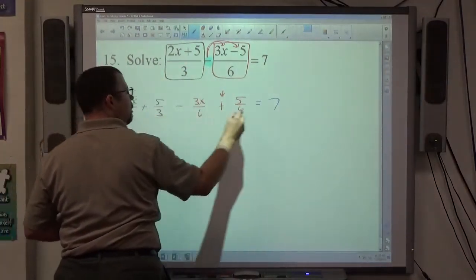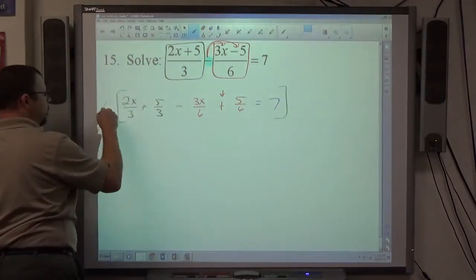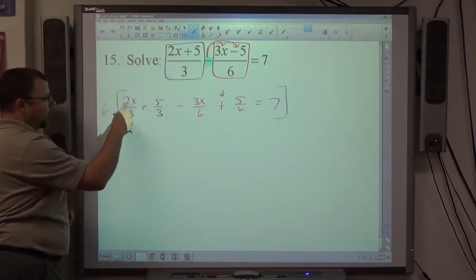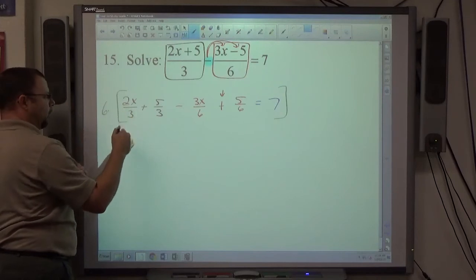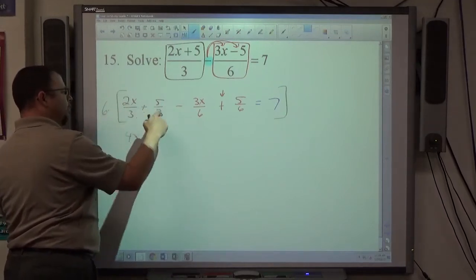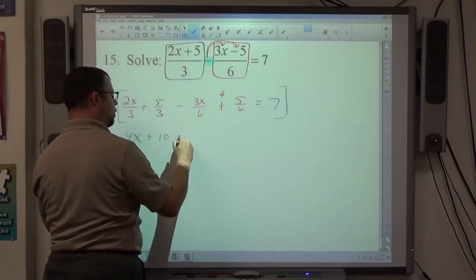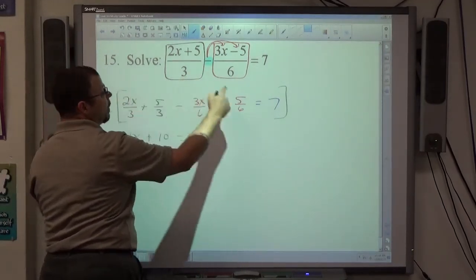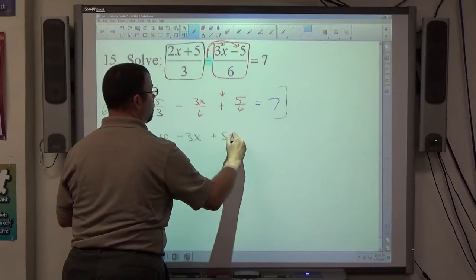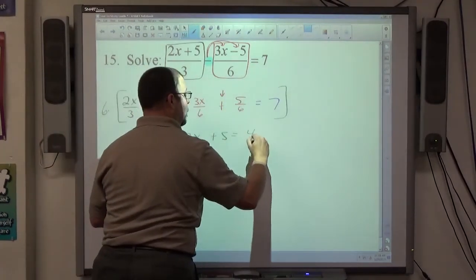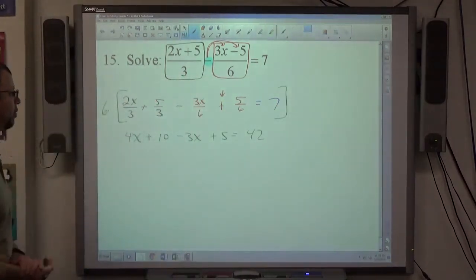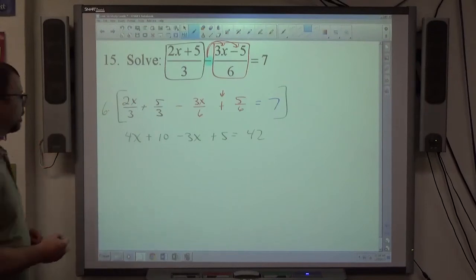I'm going to multiply by the common denominator of 6 to get rid of the fractions because we don't like fractions. We divide, then multiply, so 6 divided by 3 is 2, times 2x is 4x. 6 divided by 3 is 2, times 5 is 10. 6 divided by 6 is 1, times -3x is -3x. 6 divided by 6 is 1, times 5 is +5. 6 times 7 is 42. That's not a fraction, so just multiply straight. Just like that, we get a non-fraction problem.